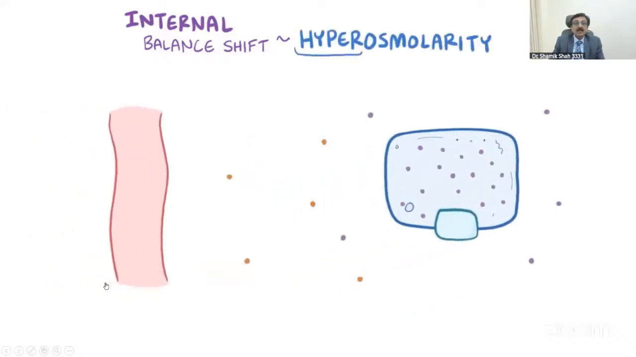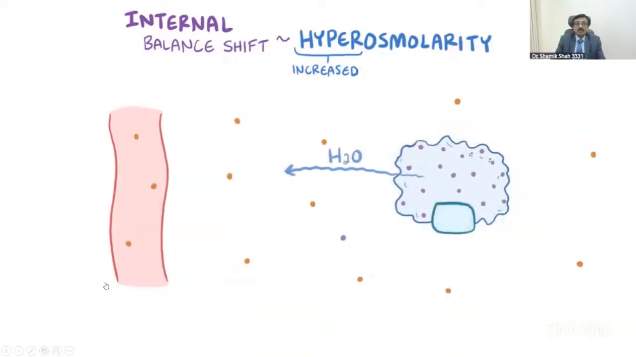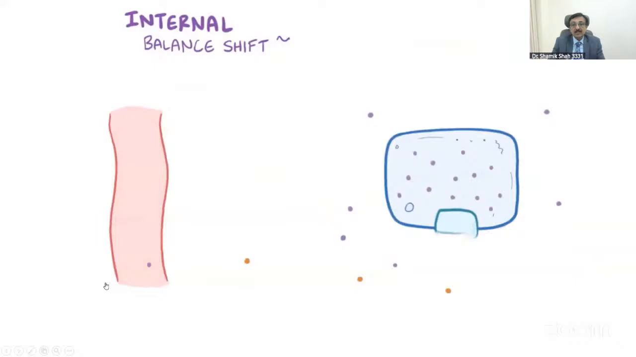Another important internal balance shift is hyperosmolarity, when there is increased osmolarity in the extracellular compartment. So water moves from inside the cell outside into the interstitium. This causes the shrinkage of the cells, and therefore the potassium concentration in the cell rises. When the potassium concentration rises, to balance it out, more potassium leaves the cell and goes into the extracellular compartment.